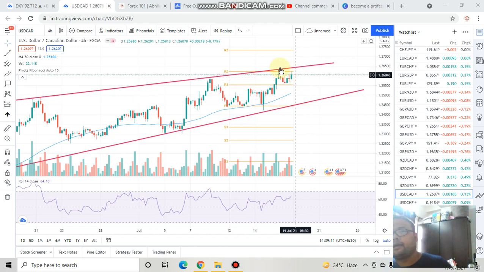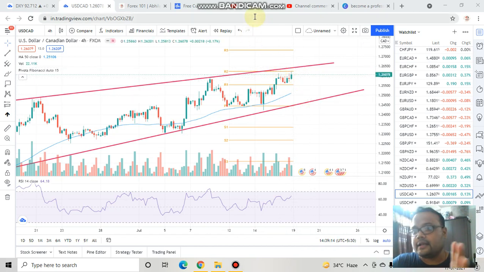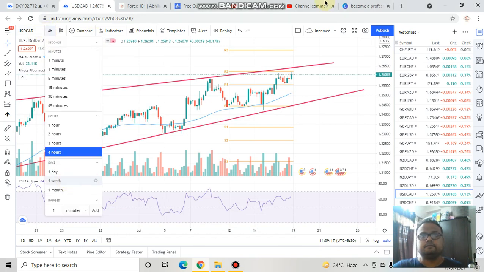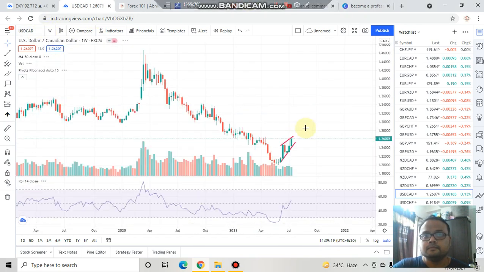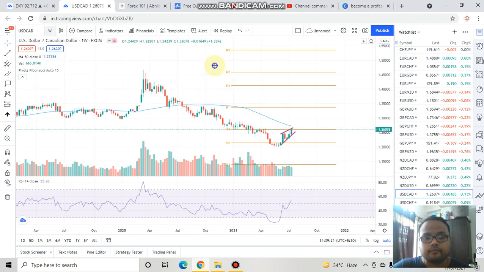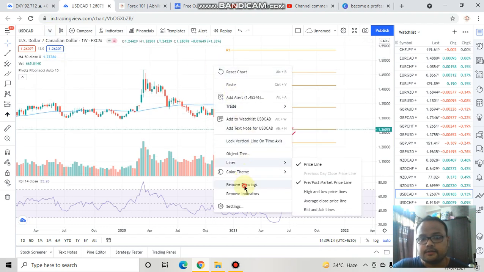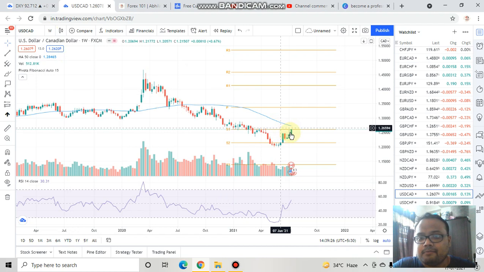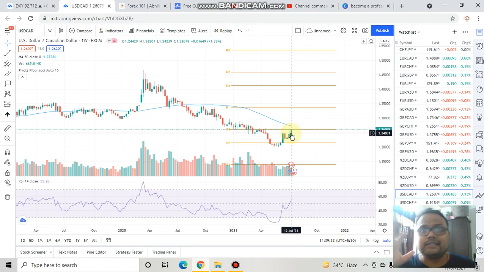Do not short the market at any cost. If I take you to the weekly chart here and remove the drawings, you can see that the market has formed a big green candle, and the market has just closed at the resistance level. But that does not mean that you can short the market, because just try to understand the market psychology here.